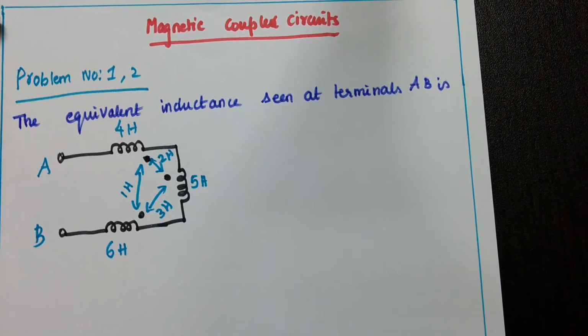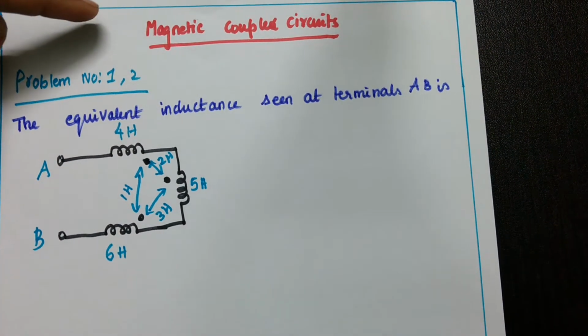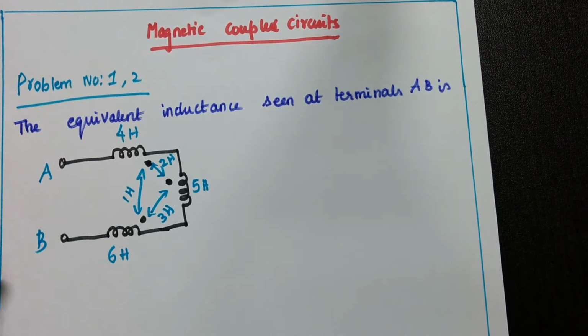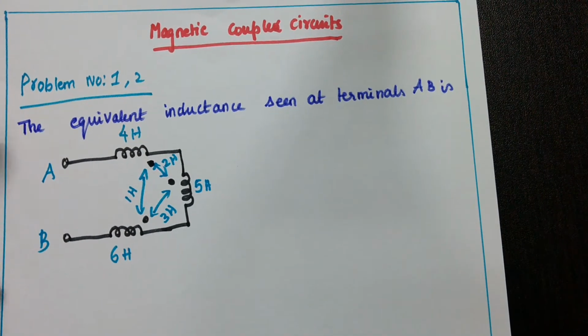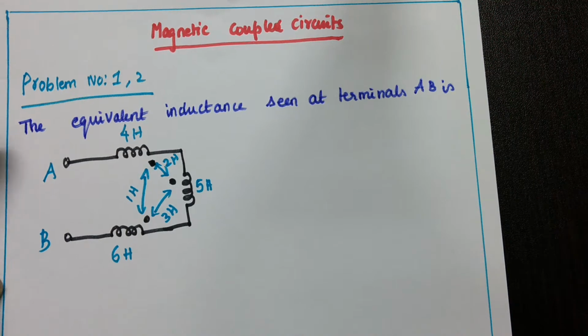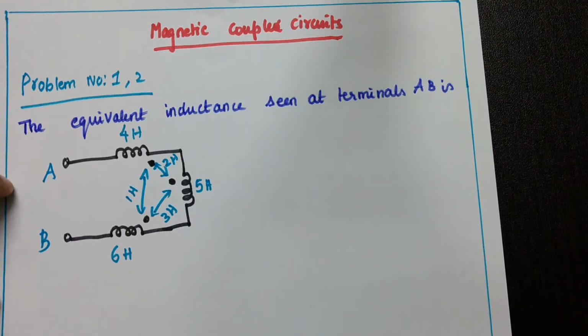In this video, I am going to solve some problems for the topic magnetic coupled circuits. This is problem number 1, finding equivalent inductance. This question was given in the year 2000, but it is basic, so we will solve this problem.